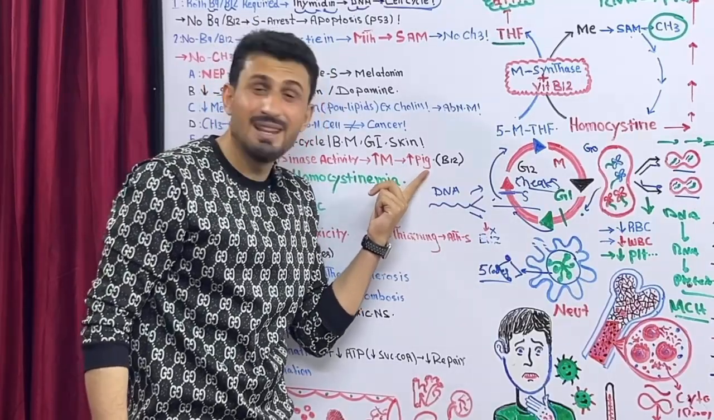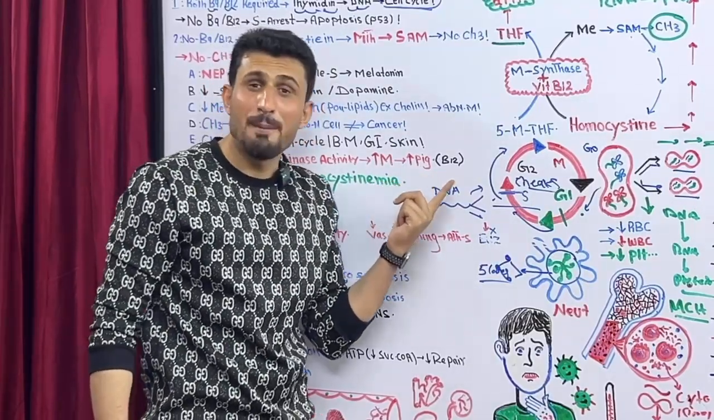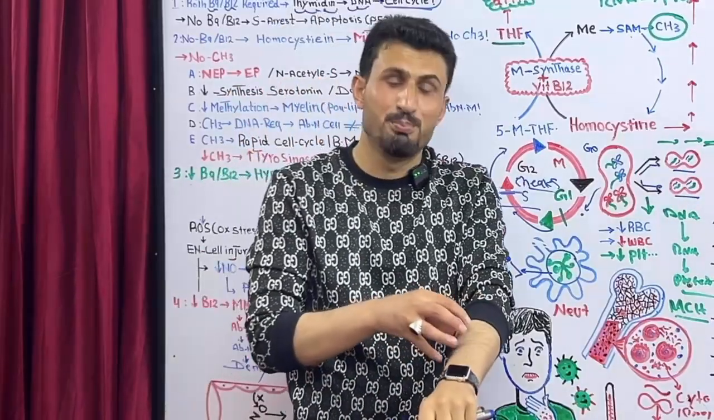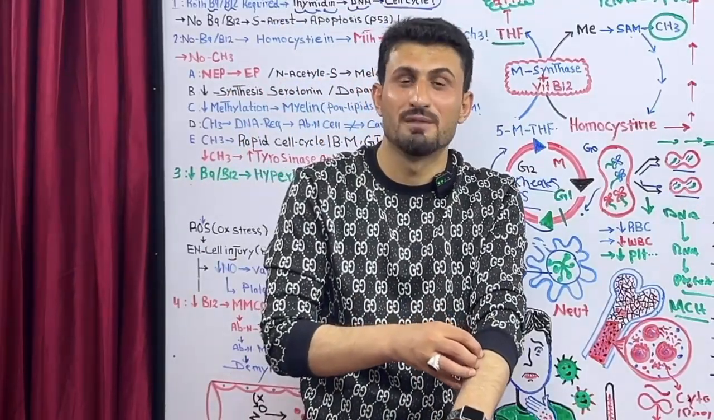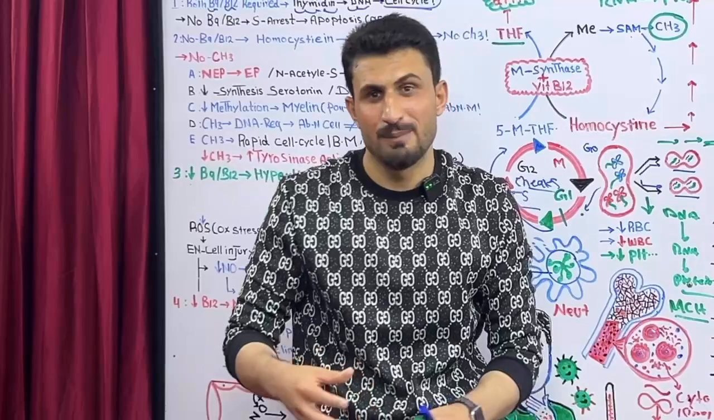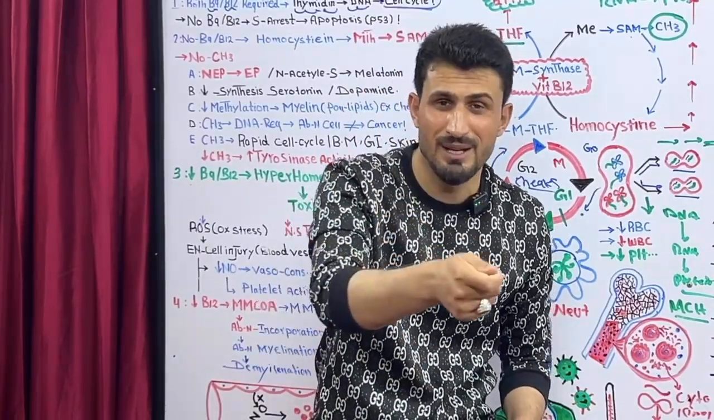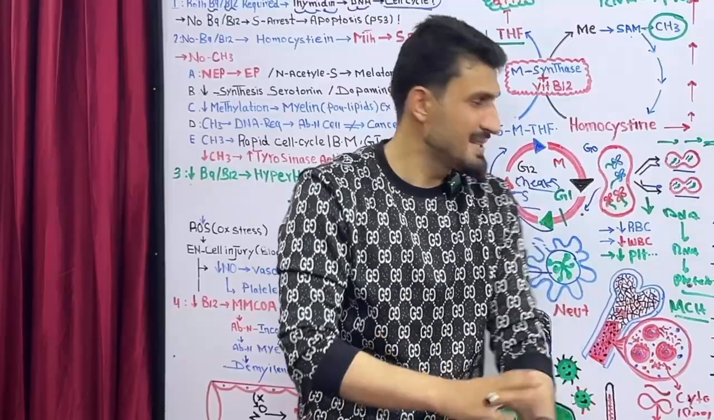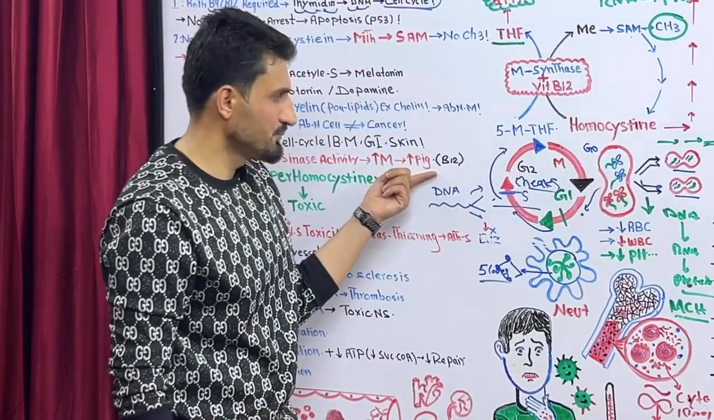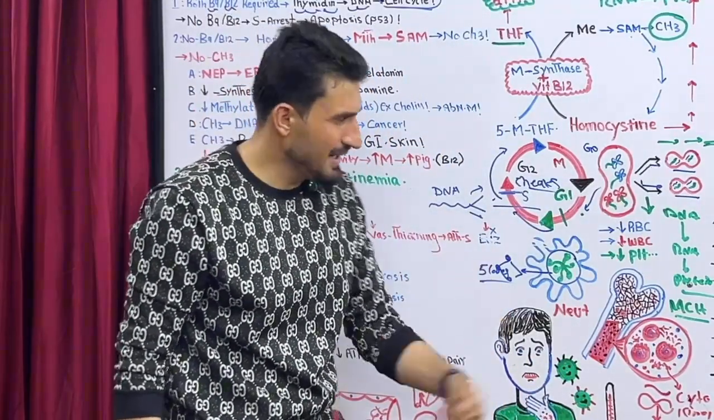You can watch it in the photo. And this hyperpigmentation, this black pigmentation of the skin, is reversible when you treat the patient with vitamin B12 or vitamin B9. So this hyperpigmentation will reverse. Got it?